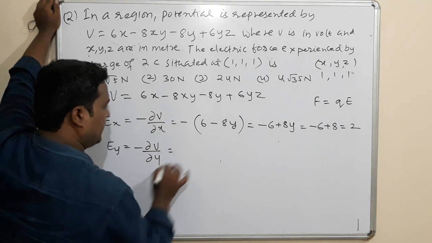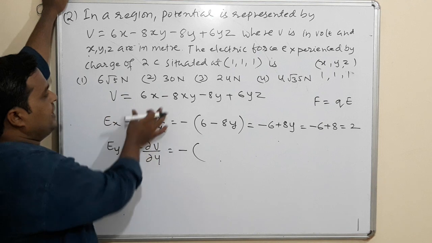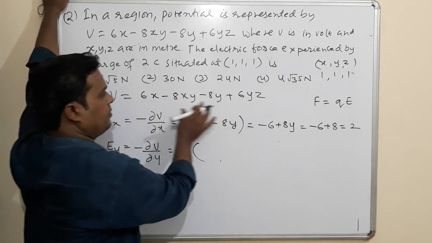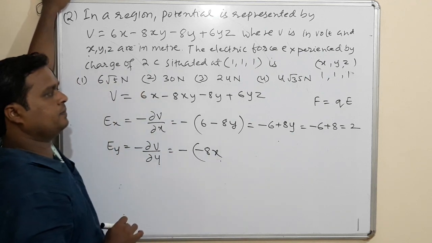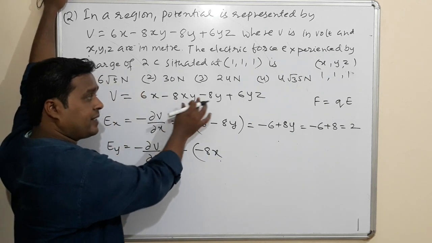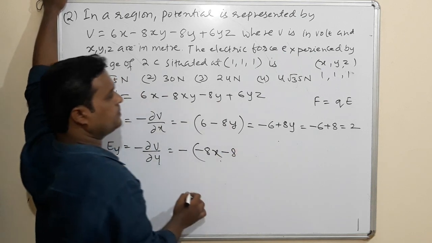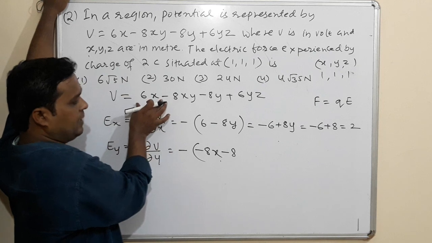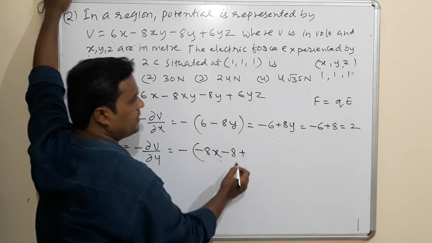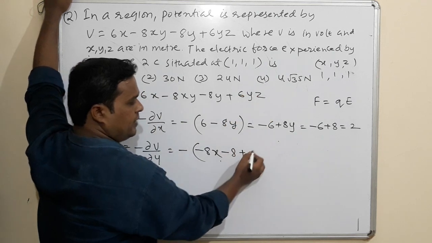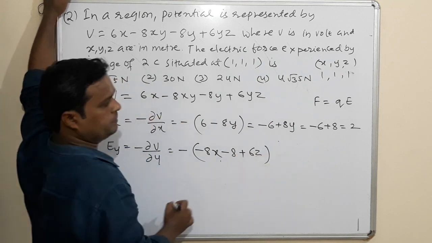Minus dou V by dou y. Partial differentiation with respect to y. And this will be constant. This term has y. This will be minus 8x. Minus 8x, differentiation of y is 1. Then this will be minus 8. This I am treating as x term, this I leave. Then this will be plus 6z, z is constant.